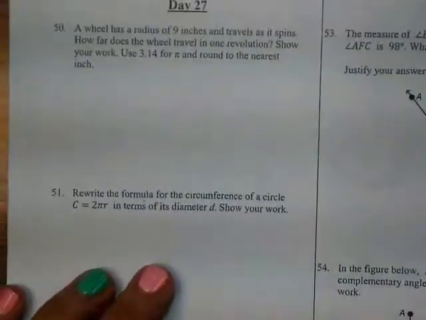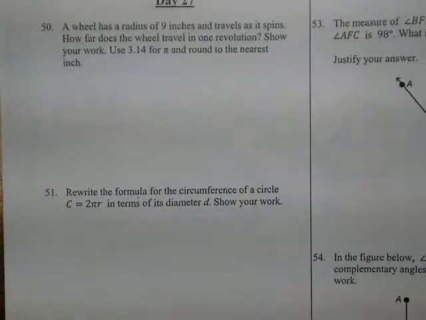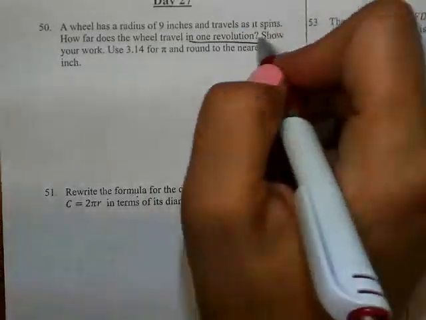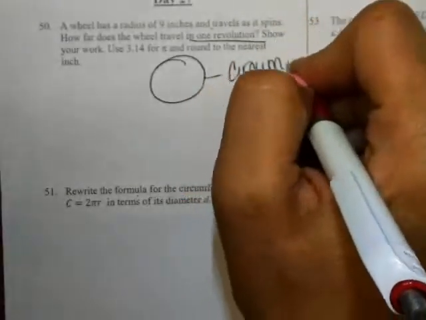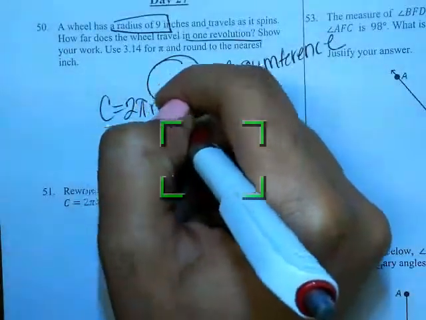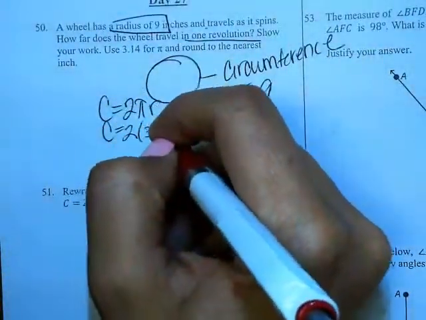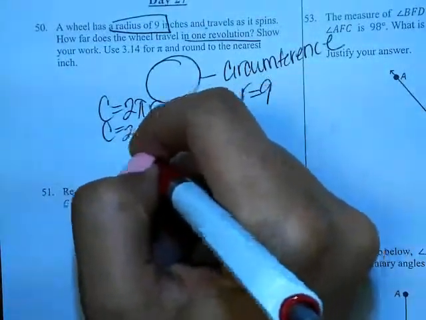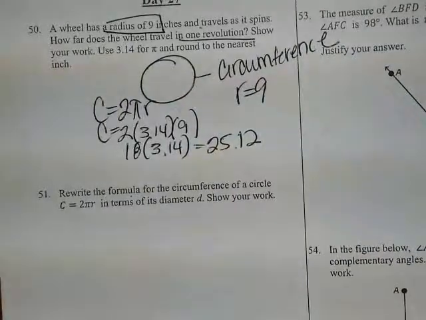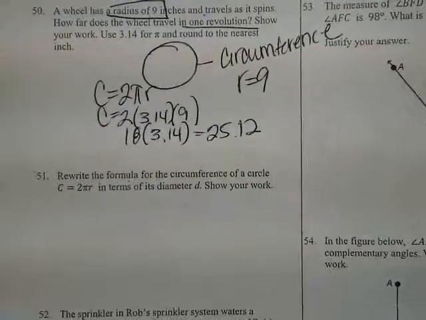A wheel has a radius of 9 inches and travels as it spins. How far does the wheel travel in 1 revolution? This is a test question you guys had. 1 revolution means it's going around once, which means you're finding the circumference. They said the radius is 9. R equals 9. So you have 2 formulas. 2 pi r. C is equal to 2 pi r. Pi is 3.14. R is 9. 18 times 3.14 makes the circumference 25.12.